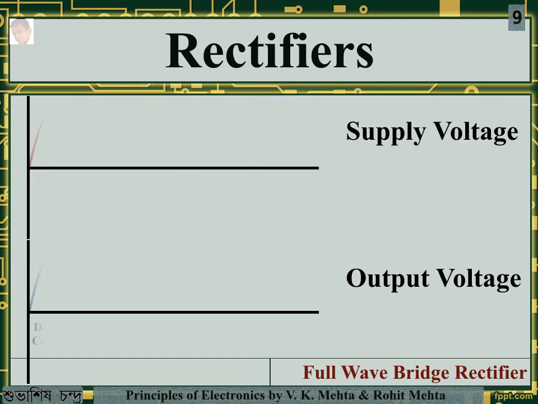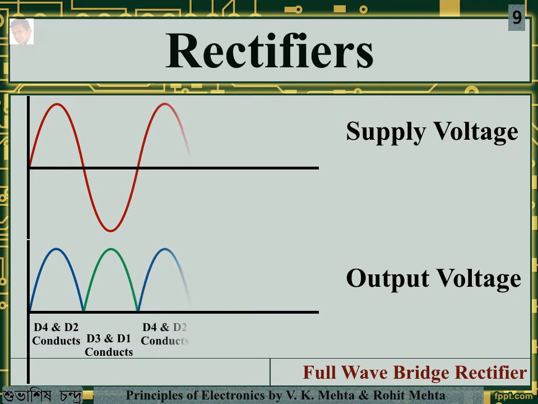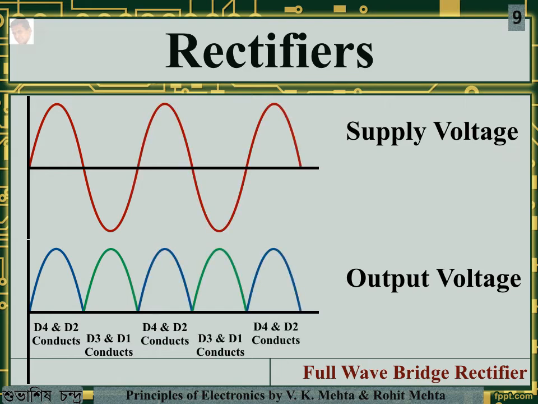Let's look into the output waveform of the full wave bridge rectifier. The positive going half cycle of the supply voltage produces a positive going half cycle of output voltage when the diodes D4 and D2 conduct. When the diodes D3 and D1 conduct, the negative going half cycle of the supply voltage produces a positive half cycle again. So the output waveform is the same as the full wave rectifier, but it doesn't require the costly center tap transformer. Also, the peak inverse voltage of each diode is half of that of the previous case.